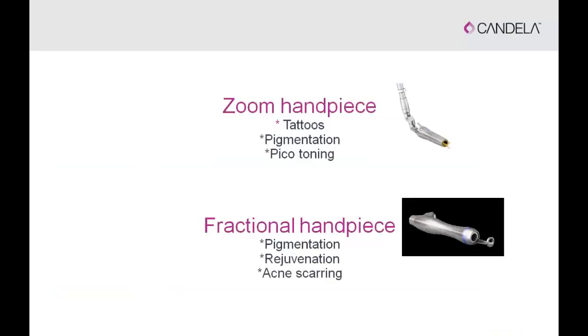So when it comes to non-tattoos, we have two handpieces: the Zoom handpiece, which gives 100% coverage. So this is the non-fractional handpiece. We obviously use it for tattoos, but we can also use it for pigmentation and for what we call picotoning, which is the same principle as laser toning. Then there is the fractional handpiece, which is the unique handpiece that we call the Resolve handpiece, which we can also use in pigmentation, as I will show you, but particularly good for rejuvenation and for the treatment of mild to moderate acne scarring.